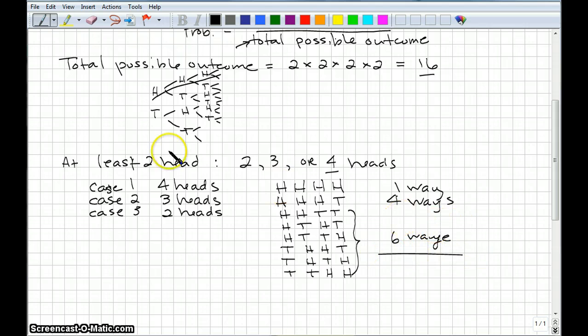And when I add up, get rid of that. So if I add those up, I get 11 ways to get at least 2 heads, and we had 16 total possible ways. So the probability would be 11 out of 16. Okay? So that's one way to get it, and that is the answer. So let's see if we can find an easier way to do it.